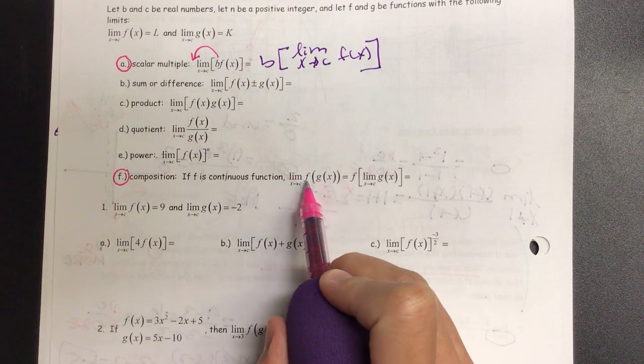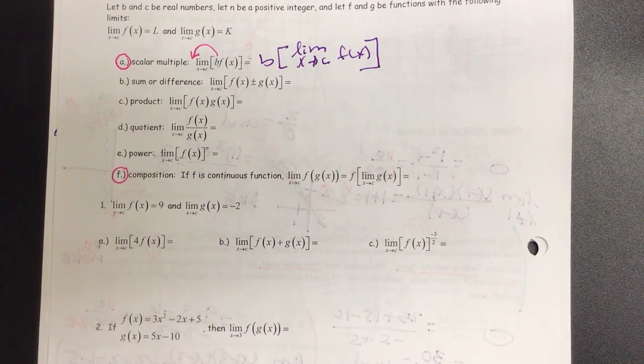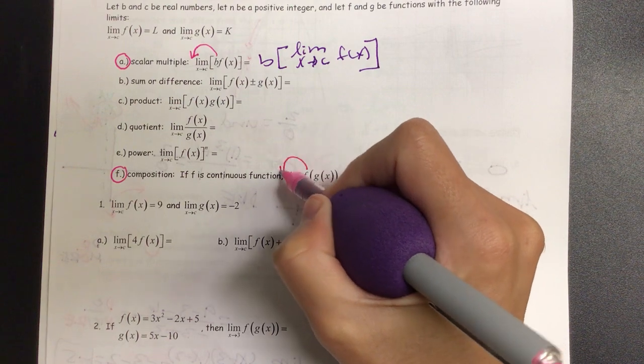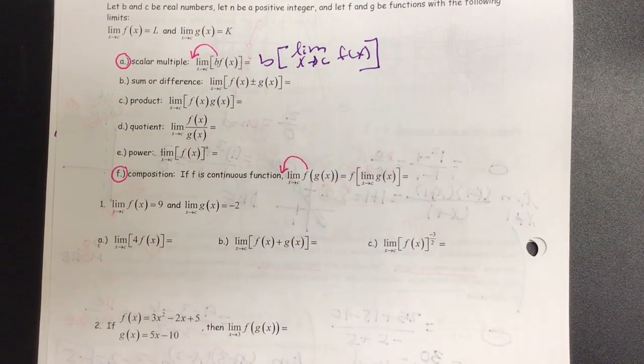Do I see my f? These are compositions of functions, meaning we have a function within a function. In that case, you bring the outside function, or the very, very outside one, next to it, in front. So we have f of the limit as x approaches c of g of x. And these were functions within a function.